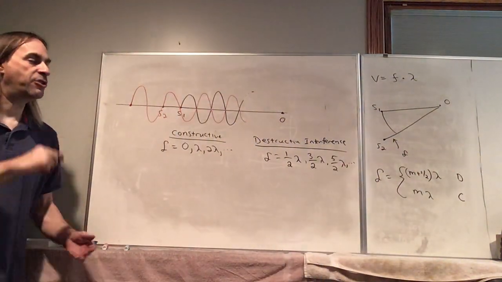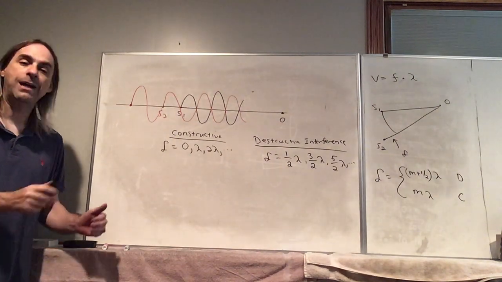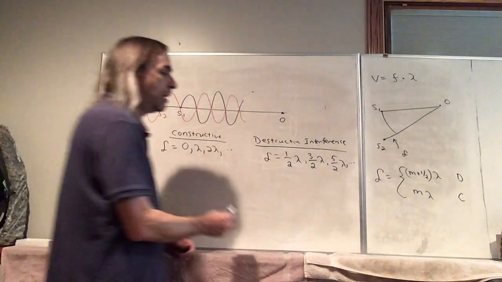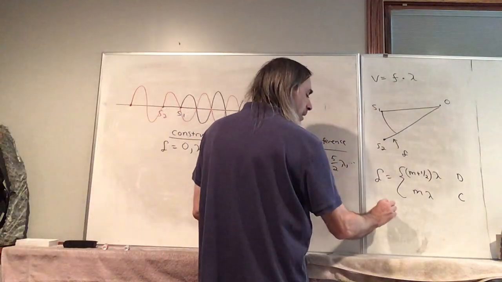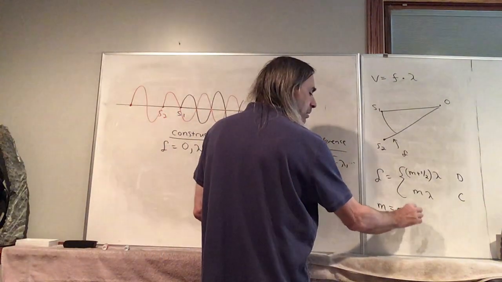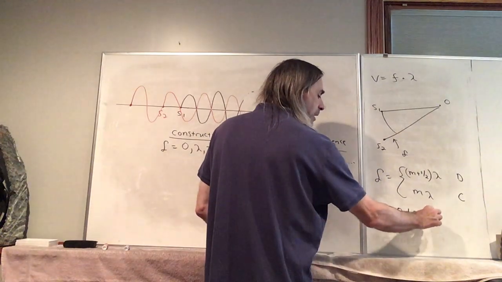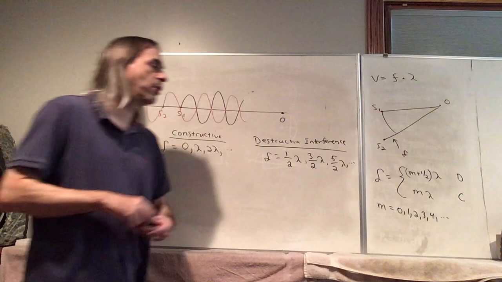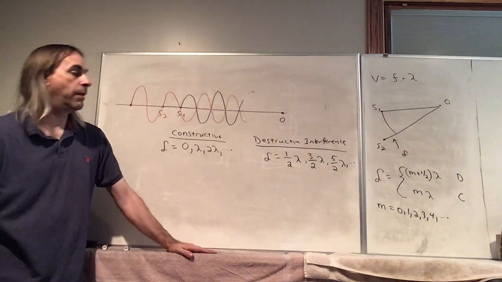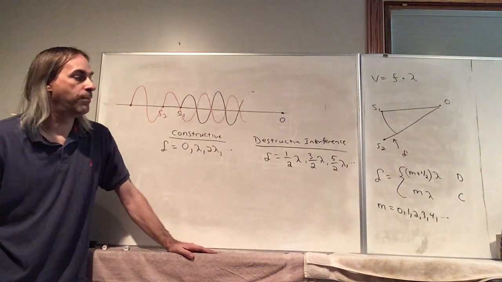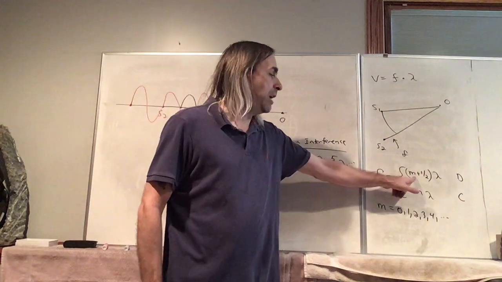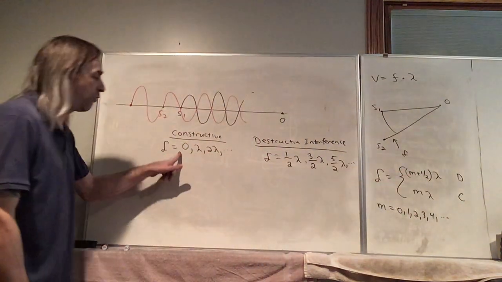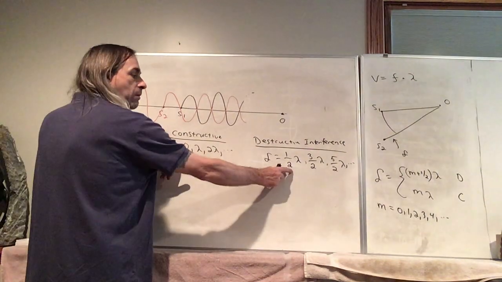I wrote the condition for destructive interference on top and constructive interference below it. And M can take 0 or any positive integer. So if you plug in M equals 0, we have 1/2 lambda for destructive or 0 for constructive. So we get these two numbers.